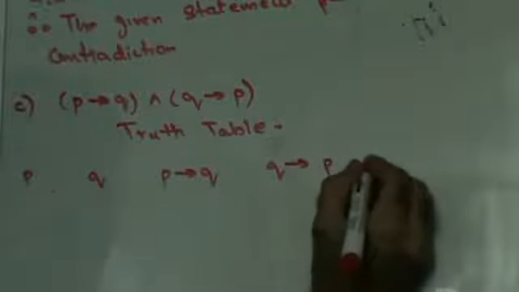P implication Q and Q implication P. Let's make a truth table for this. Truth table. P, Q, P implication Q, Q implication P, and you need an AND between them. P implication Q and Q implication P. Right? T T F F, T F T F.